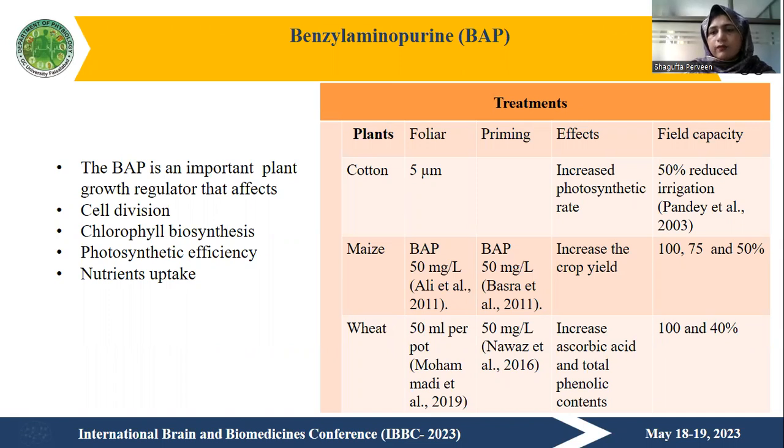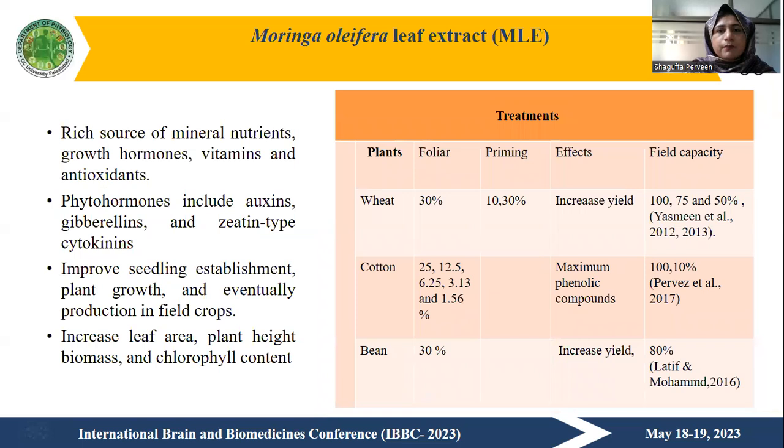For example, in cotton, under 50% reduced irrigation, foliar application of 5 micromolar BAP can increase photosynthetic rate under 75% and 50% field capacity. BAP at the rate of 50 milligrams per liter can increase crop yield in maize under 40% field capacity. BAP at the rate of 50 ml per pot can increase ascorbic acid and total phenolic contents in maize.